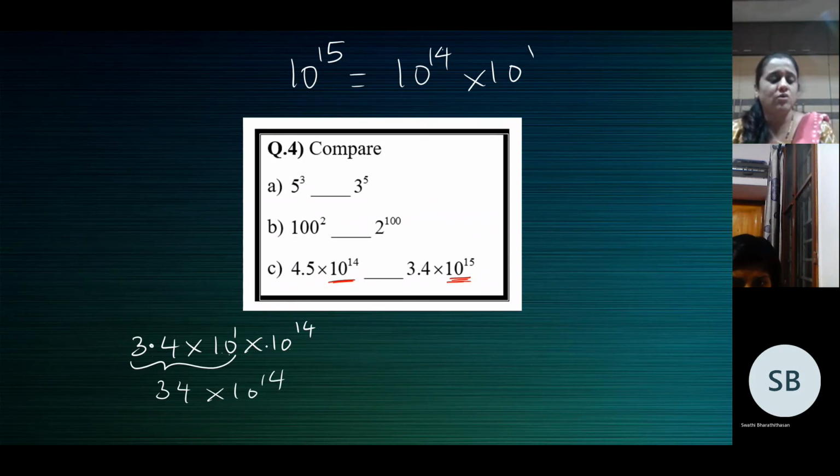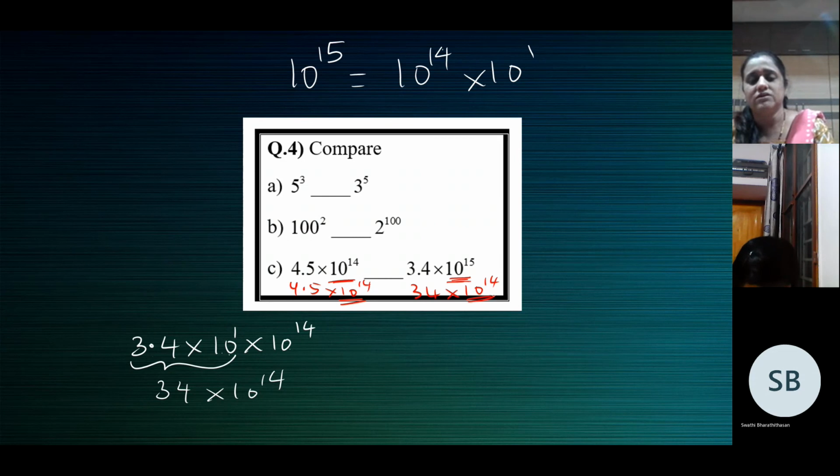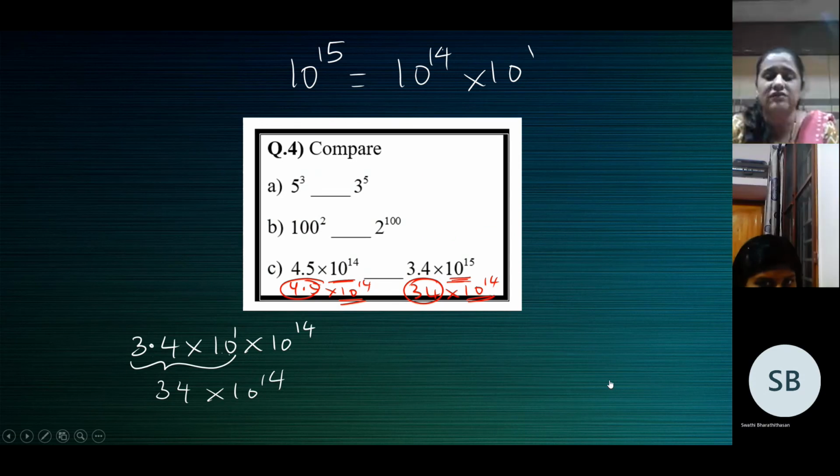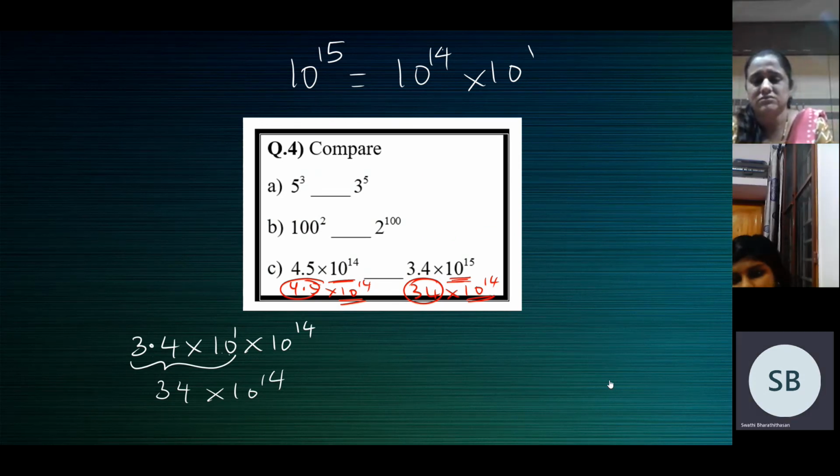Now compare. This is 4.5 into 10 to the power 14. This one is 34 into 10 to the power 14. So both are multiplied by 10 to the power 14. So look at the other part, 4.5, 34, which is bigger? 34 or 4.5, which is bigger? Ma'am, 4.5.